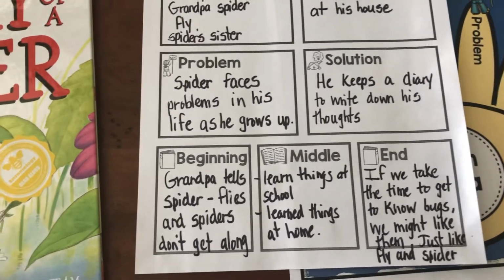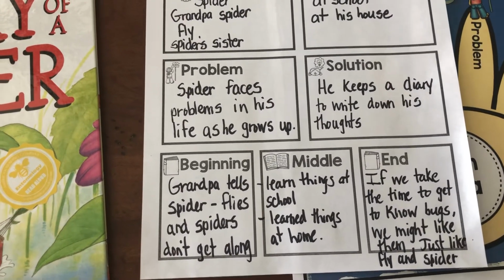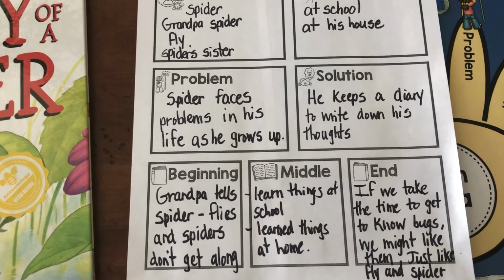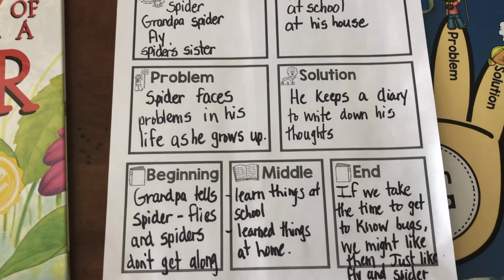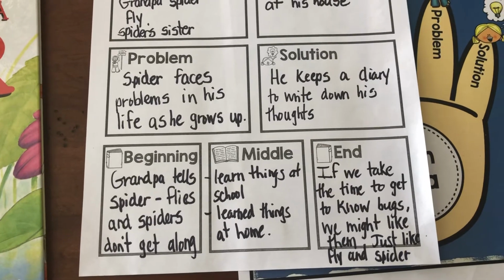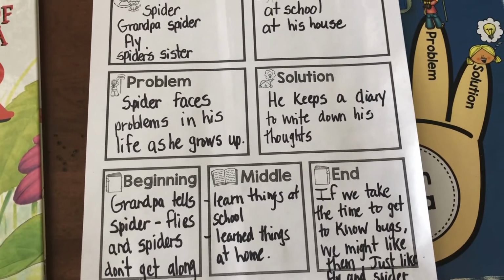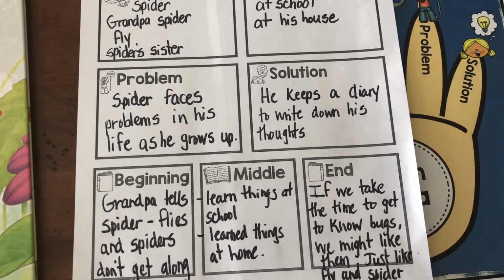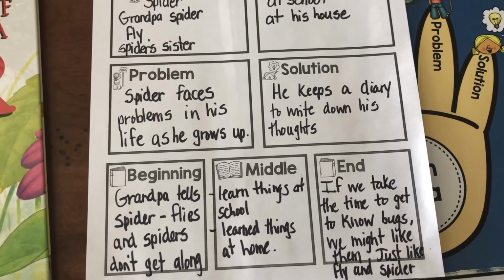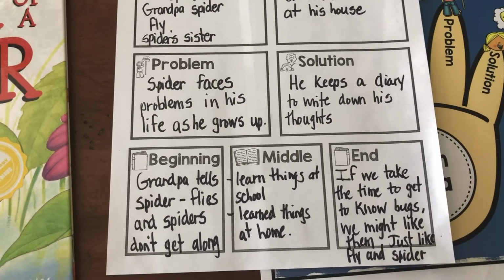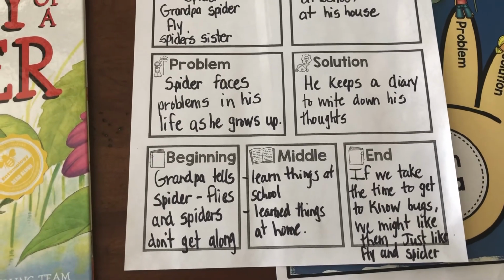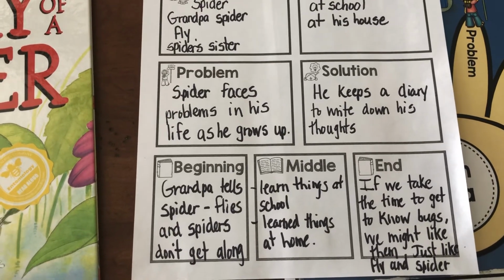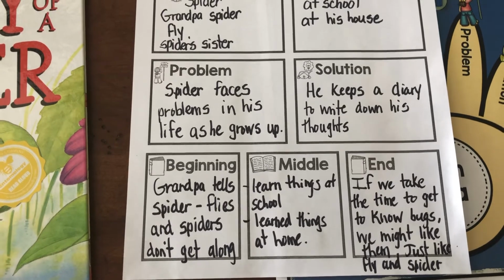So at the beginning of the book, Grandpa tells Spider that flies and spiders don't get along. But in the middle, he learns things at school, he learns things at home as he grows up, and in the end, I liked the page that said, if we take the time to know, not just spiders, but all of these insects that we're learning about, we might just like them, just like Fly and Spider. And that's an important thing to learn, that as we learn about these insects and spiders, they're an important part of our world and nature. They do very important things for nature.